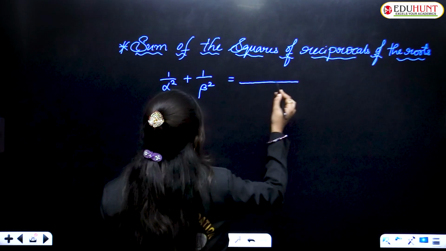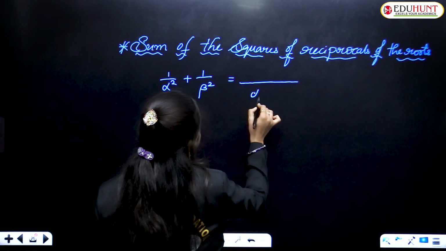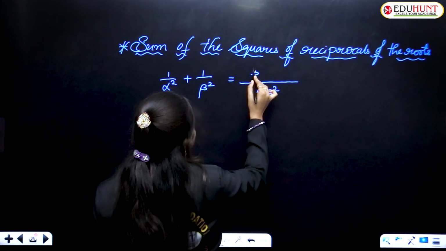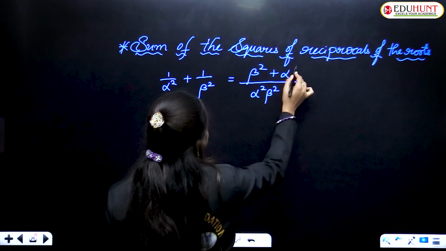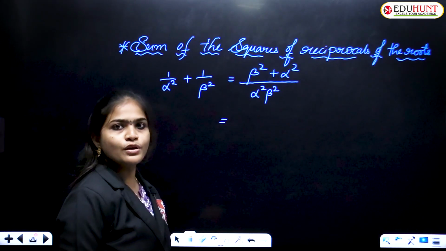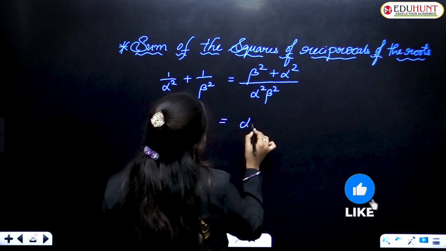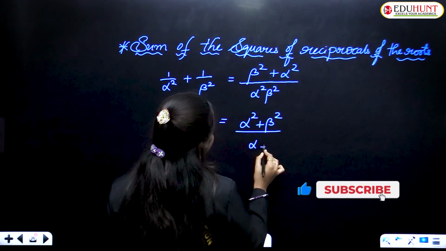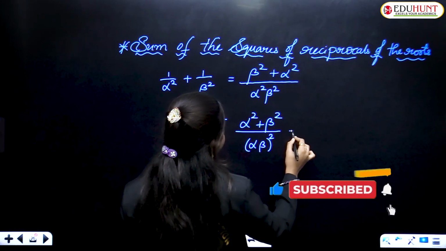Take the LCM of alpha square and beta square, which is alpha square into beta square, and its numerator is beta square plus alpha square. So we can write this as alpha square plus beta square by alpha beta whole square.